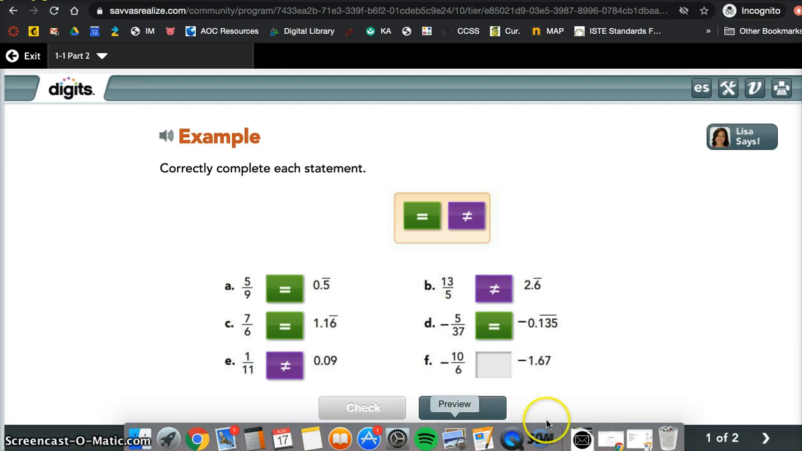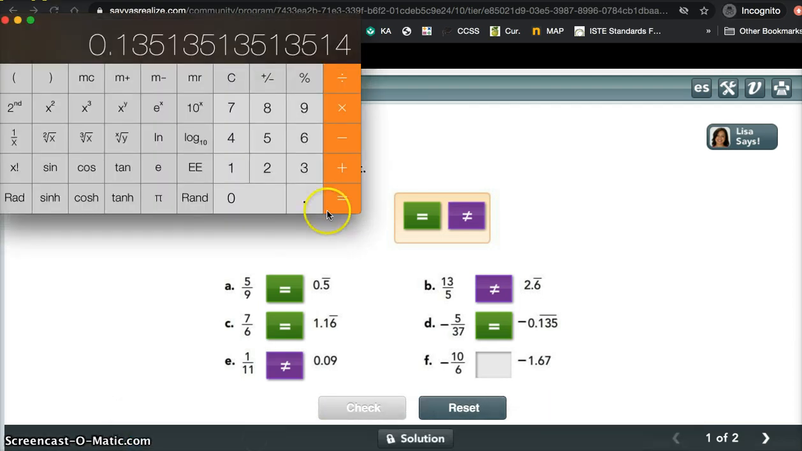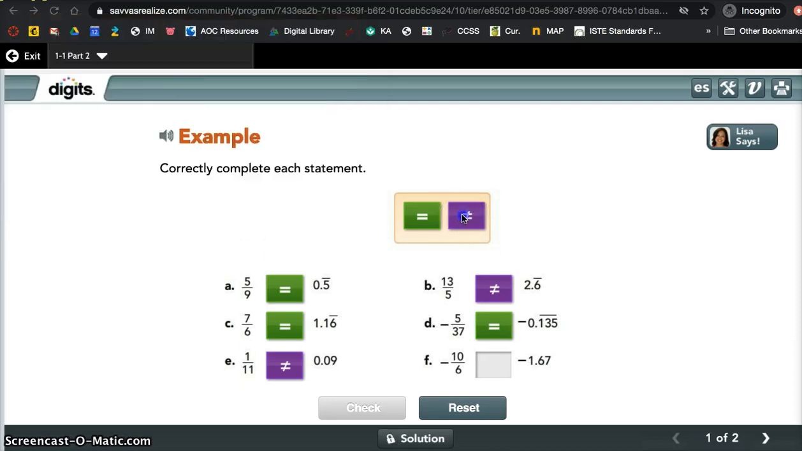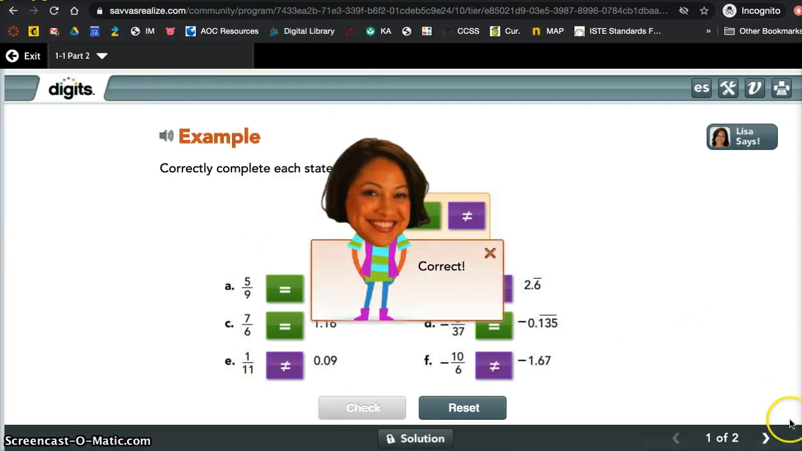And negative 10 over 6, we'll plug that in. 1.6666667. The 6 is repeating. Even though this does end in a 7, that just means your calculator ran out of room and it rounded up at this point. So 1.67 is not the same as 1.6 repeating. So we need to put this as not equal, and then we'll check our work.